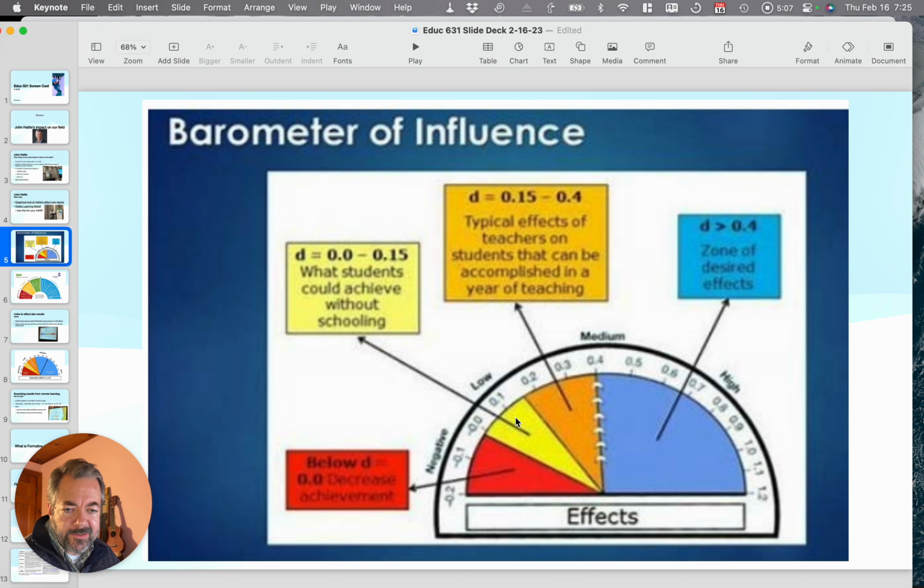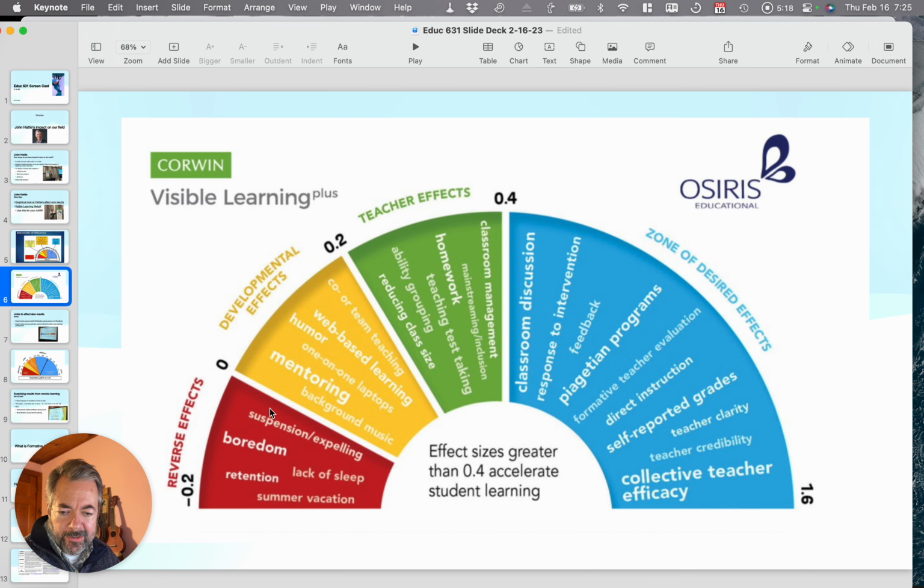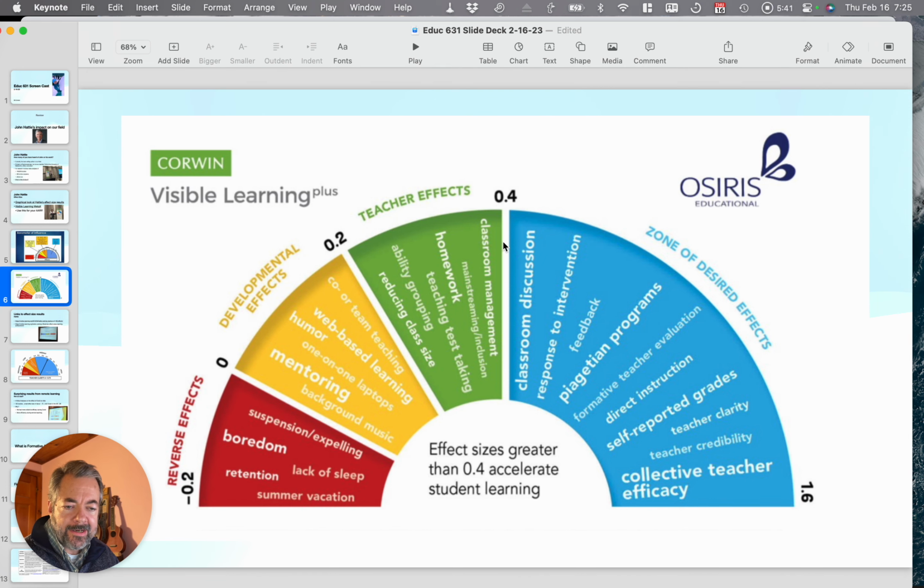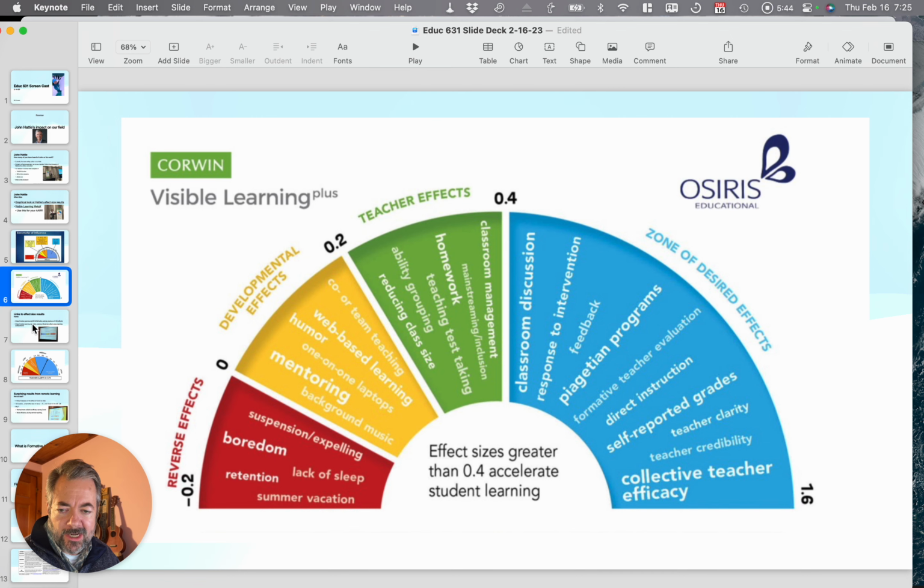And then this is the piece that sort of typical teacher effect that can be accomplished in a year of teaching. But the blue here, this is what you really want. And an easier way of looking at it is this, where you see they actually put in different effect categories where, again, collective teacher efficacy is at the highest, and then down from there all the way to summer vacation. And anything bigger than 0.4 really does accelerate student learning. It's better than average. So if you want a student to grow more than a year's growth in a year, you've got to do the blue things. And that's the concept.